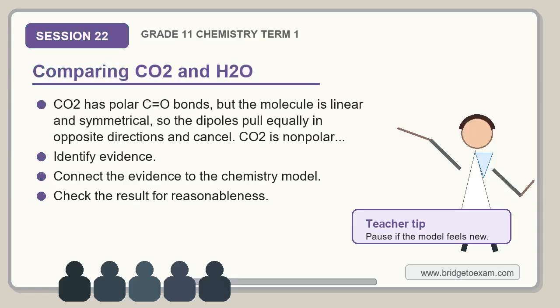Now, let's work an example. Comparing CO2 and H2O. CO2 has polar C=O bonds, but the molecule is linear and symmetrical, so the dipoles pull equally in opposite directions and cancel. CO2 is nonpolar overall. H2O has polar OH bonds and a bent shape, so the dipoles do not cancel. Water is polar. Notice how the answer comes from evidence and reasoning, not from guessing.